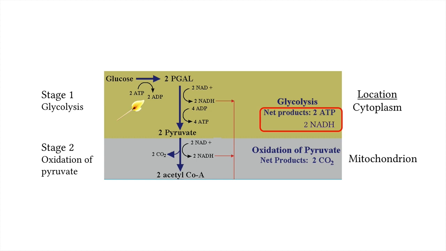In the second stage, the oxidation of pyruvate, the 2 pyruvate molecules formed during glycolysis move to a mitochondrion and become 2 acetyl coenzyme A molecules. To do this, they lose 2 hydrogens to 2 NAD+ molecules, forming 2 energy-rich NADH molecules that will also take part in the electron transport system. Additionally, 2 carbon dioxide molecules are made. Notice that this is the only stage that does not produce ATP, but its net products are the 2 carbon dioxide and 2 NADH molecules.